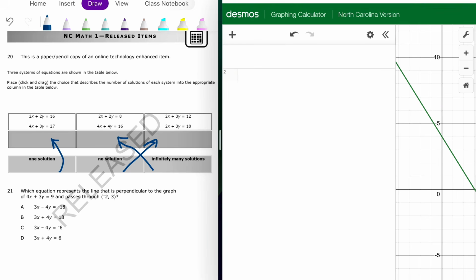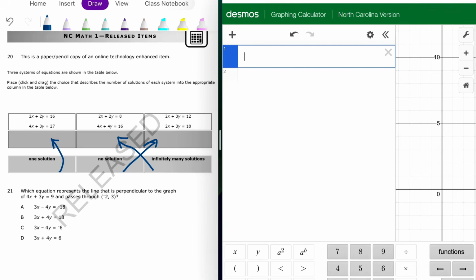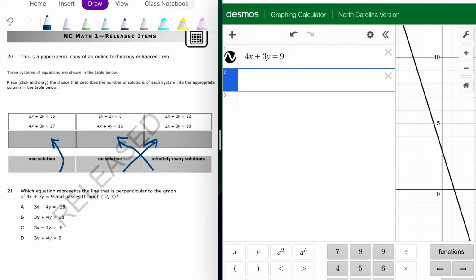All right, I love the next question because I used to think as a teacher this was going to be the hardest one to get my kids to understand. And if you use the calculator, it's a lot easier. So it says, which equation represents the line that is perpendicular to the graph of? Okay, so the graph of, well, let's see the graph then. Equals 9. All right, there's the graph of that line, and we said the one we're looking for has to pass through -2, 3.